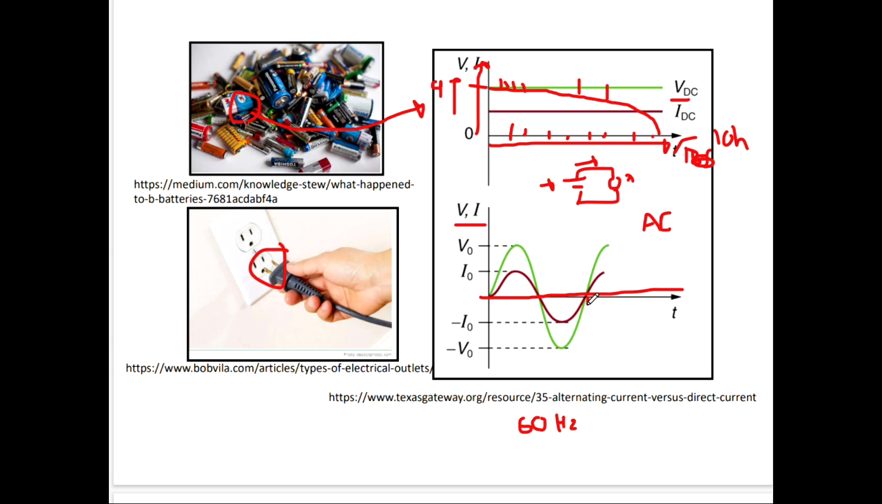And a cycle is when the voltage rises to a peak, falls to zero, falls to a negative peak, and comes back up to zero. That's one cycle. And 60 hertz means it repeats this cycle 60 times in a second. That's it.